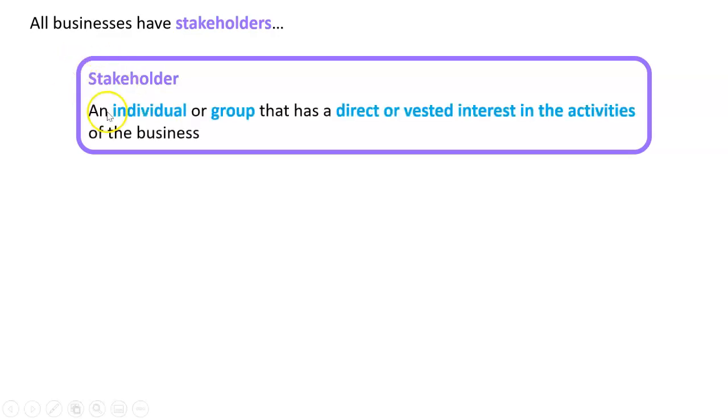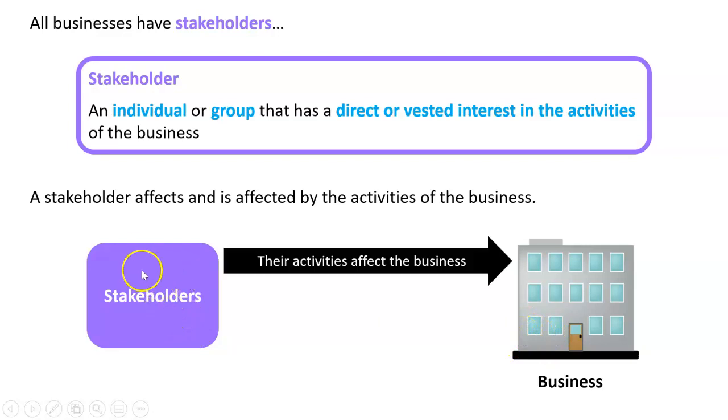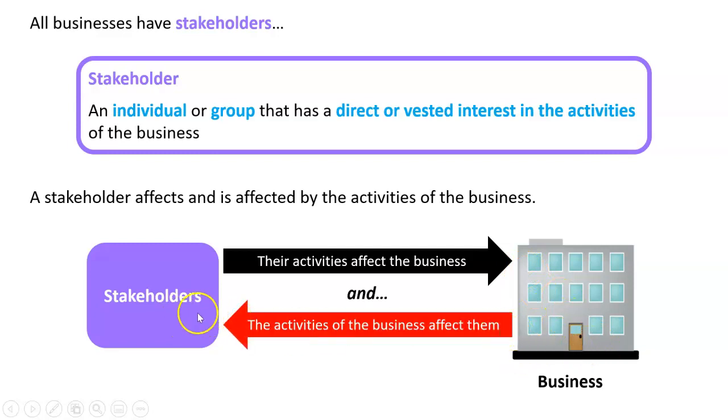The definition says it is any individual or group that has a direct or vested interest in the activities of the business. So that will include shareholders, but it's going to include a lot of other people because it's any individual or group. What does that mean? If we take the stakeholders over here, here's the business. Whatever these stakeholders do, their activities affect the business. And then whatever the business does goes back, and that affects them too. So that's how you know you've got a stakeholder. They're affected by the activities of the business, and they also affect it.